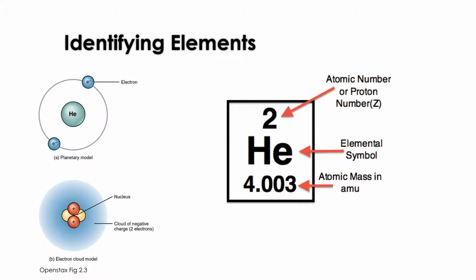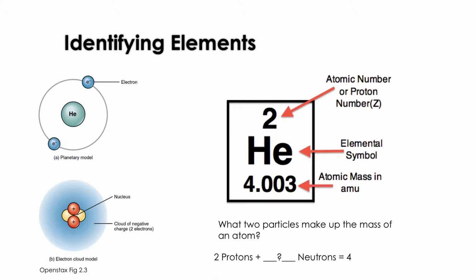So take a look at your worksheet. Which two subatomic particles make up the mass of an element? Protons and neutrons. So if the atomic mass of helium is 4, and we know there are 2 protons, how many neutrons must there be? 2. 2 protons plus 2 neutrons equals an atomic mass of 4.